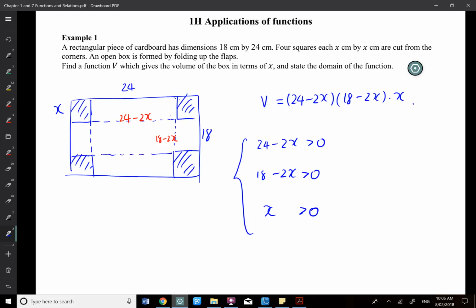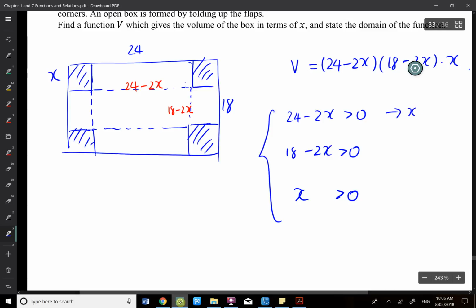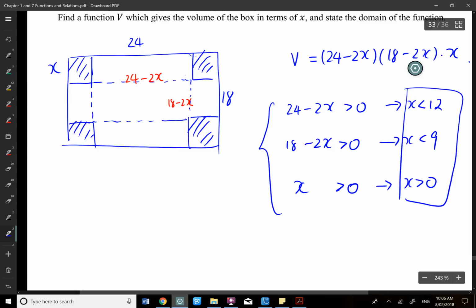Your length will be 24 cut by 2x, and the other side is 18 cut by 2x. So you can't cut too much. Say if we cut 15, nothing is left, so there's no box at all. After we solve that, we should have x less than 12, x less than 9, and x greater than 0. So we have 3 inequalities here.